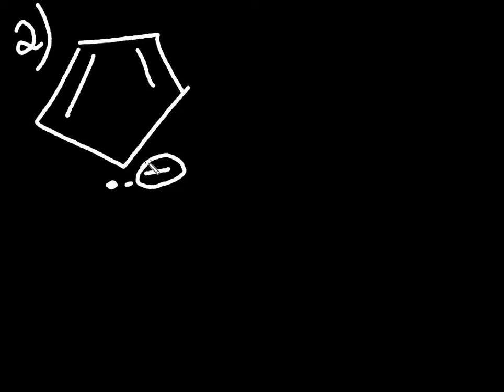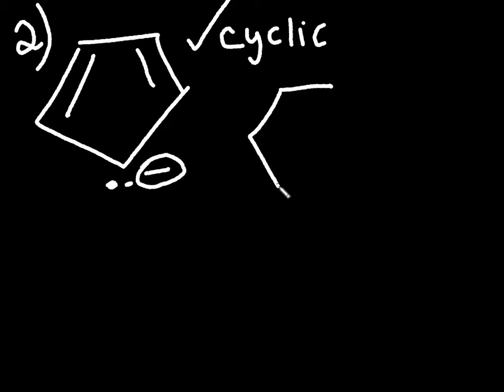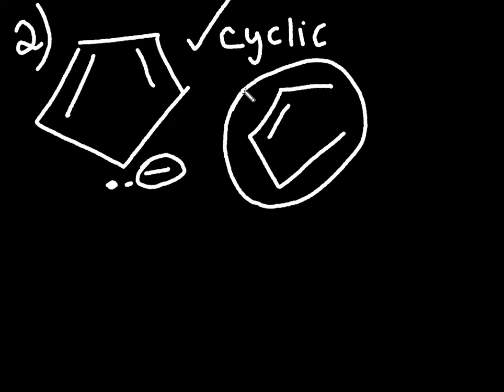You can choose whichever word. You know what? Let's do the cyclic planar thing first. Say, so is it cyclic? Yes. And by the way, when asking yourself, is it cyclic? Let me show you something that wouldn't be cyclic. This is something that wouldn't be cyclic. It's not enclosed. If it was enclosed, that would be considered cyclic. But in this compound, however, it's not.